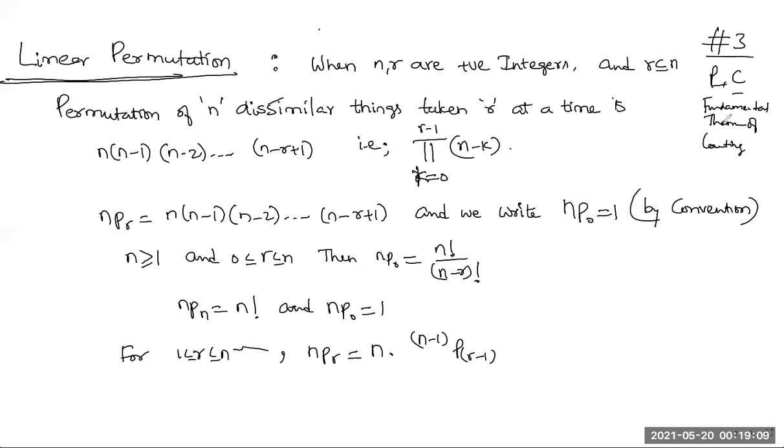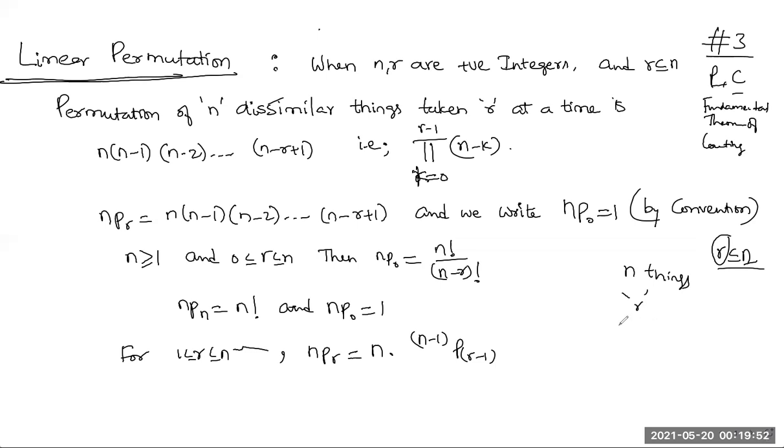Okay, so when n and r are positive integers and r is less than or equal to n, the permutation of n dissimilar things taken r at a time. Okay, so what he's saying is there are n things, out of which we have to choose r things, and already the condition is given is r less than or equal to n. So maximum we can choose n things out of n things. So this r shouldn't be greater than n because we can't choose more things out of less things. That's right. Okay, so n things we have to choose r things out of them.